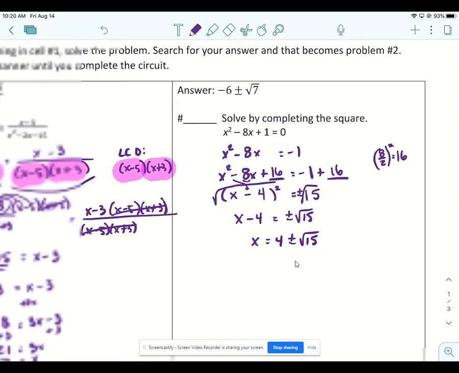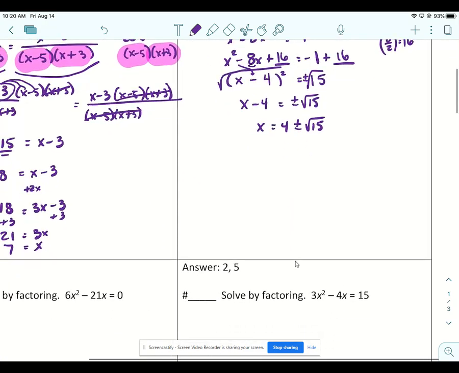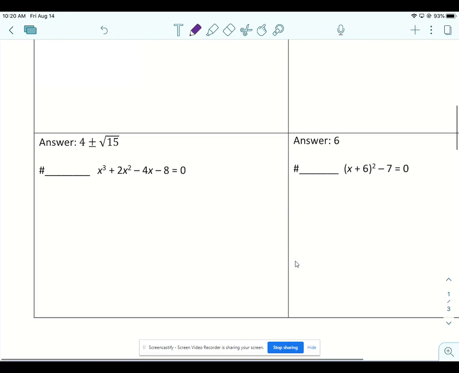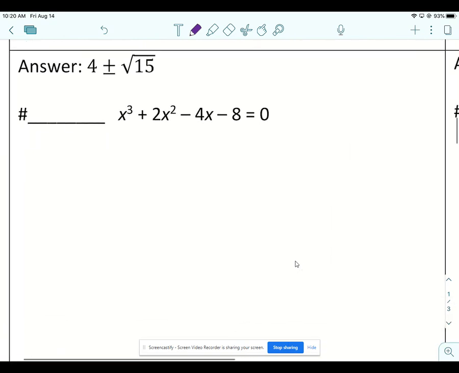So what we would do now is look for that answer. There it is. 4 plus or minus the square root of 15. That would make this one number 3.